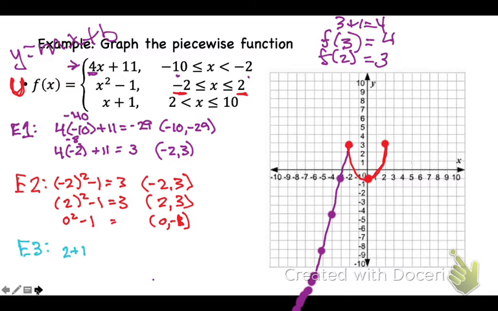So 2 plus 1 is 3. You knew what I was saying, right? So 2, 3. And what's the next one I'm going to put in? 10. So 10 plus 1 is 11. So I have 10, 11. Now, what shape is x plus 1? What kind of an equation is that? Linear. Okay? So it is linear.